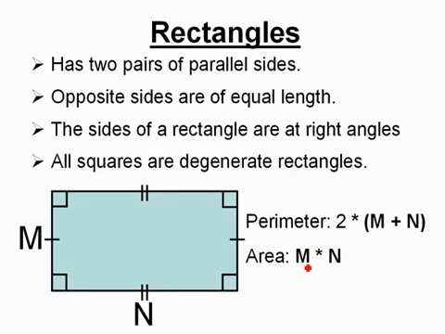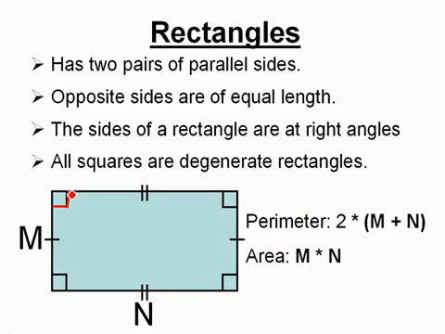Rectangles. A rectangle has 2 pairs of parallel sides. Opposite sides are of equal length. So as you can see here, the sides are equal length and parallel. It also has 90-degree angles. The sides of a rectangle are at right angles, like I just said.